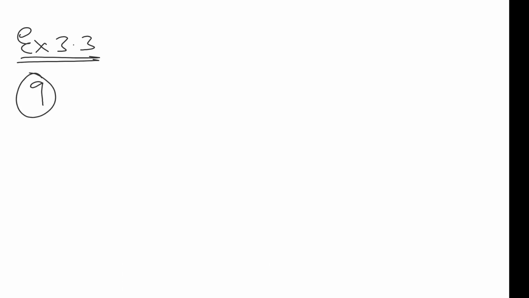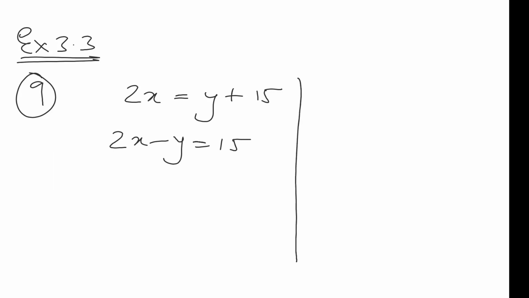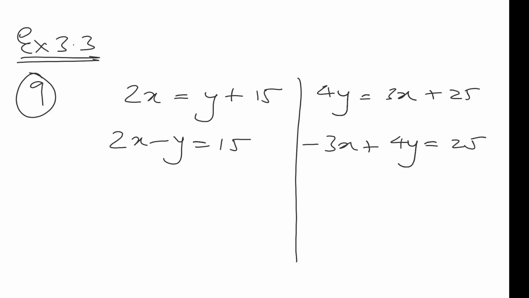There are two lines given to you. The first line is 2x is equal to y plus 15. I'll write this line precisely: 2x minus y is equal to 15. The second line given to you is 4y is equal to 3x plus 25, so minus 3x plus 4y is equal to 25. Get it in the format of ax plus by is equal to c: first x, then y, and then c.